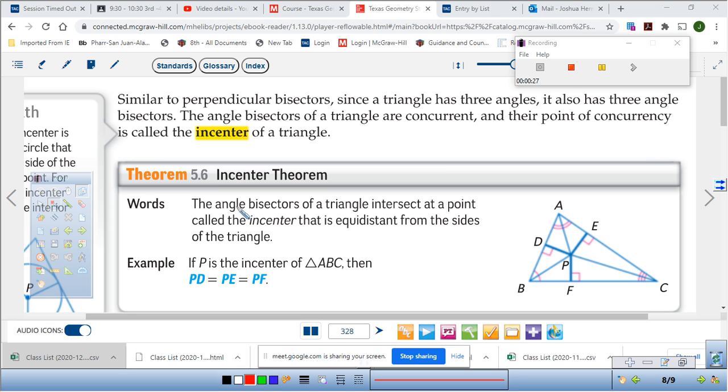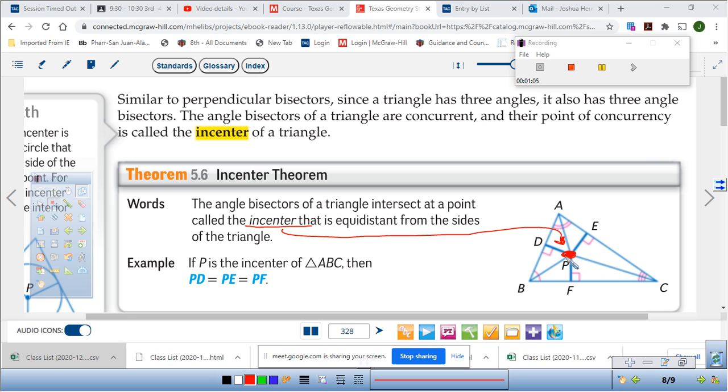So the angle bisectors of a triangle intersect at a point called the incenter. So all these angle bisectors, AP, BP, and CP, all intersect at this place called the incenter. That's this spot right here. Now, the incenter gives you some cool information.